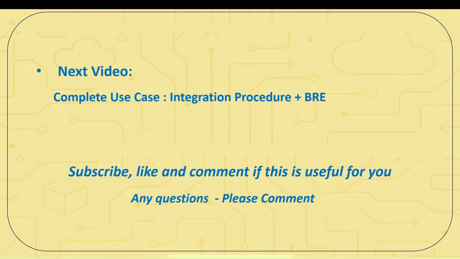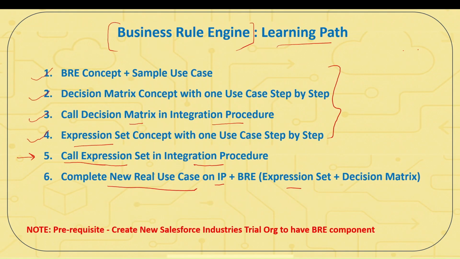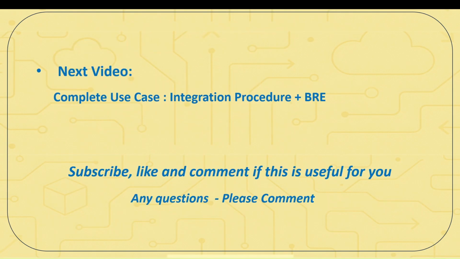In the next videos, now we have seen all these basic 5 videos about the business rule engine framework. In the next video, we will take one new real use case and we will see how to implement that use case from zero to hero. We'll create the decision matrix, we'll create the expression set, we'll simulate it, and we'll call the expression set in the IP. So all these basic elements of the business rule engine we will implement in the next video.